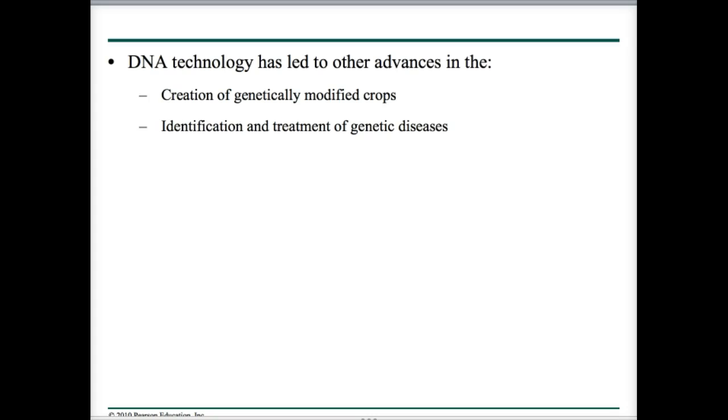But other than that, DNA technology is used for other things, such as the creation of genetically modified crops or things like GMOs, which we're going to talk about later in the lecture. It can also be used for great things such as the identification and treatment of genetic diseases, like how we talked about Huntington's disease and how a person can be tested to see if they genetically carry the dominant or the recessive trait. These are all examples of DNA technology.